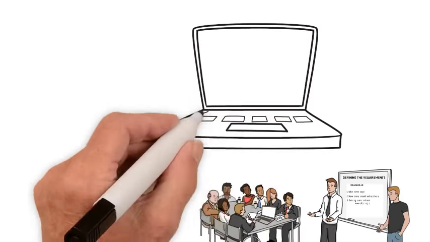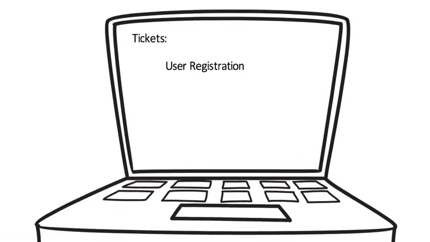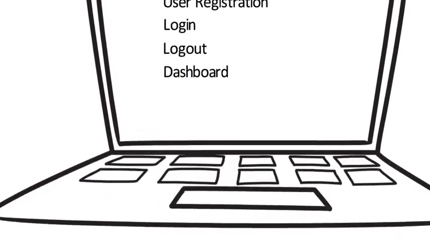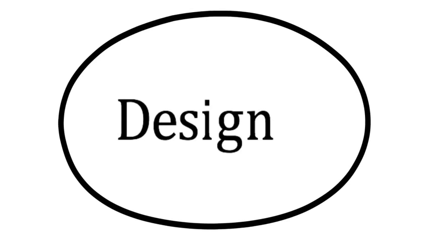Once all of the requirements have been analyzed by the team and defined, the product owner will take all the defined requirements and create tickets in a project management system. From here, we'll move into the design phase of the SDLC.